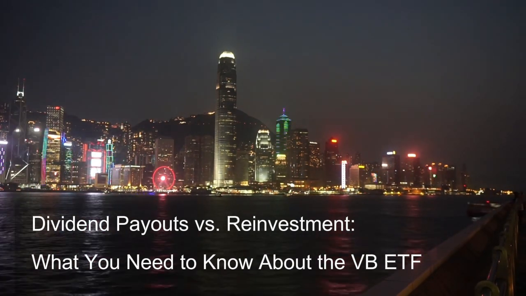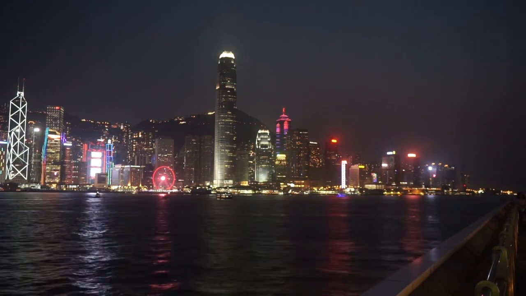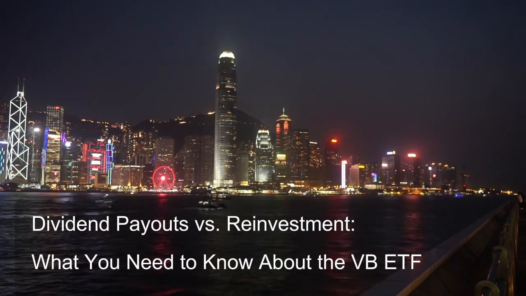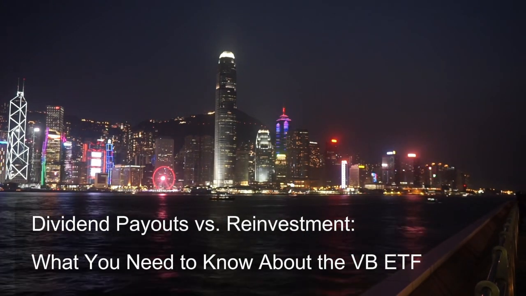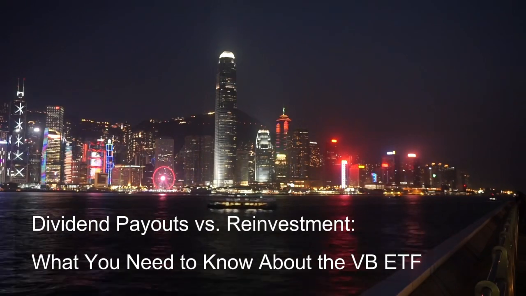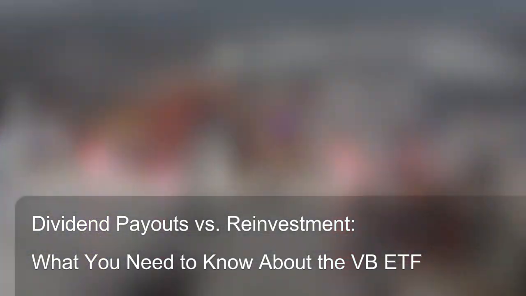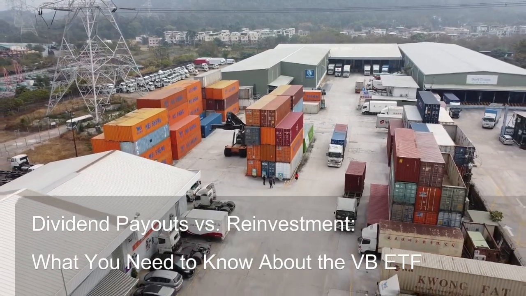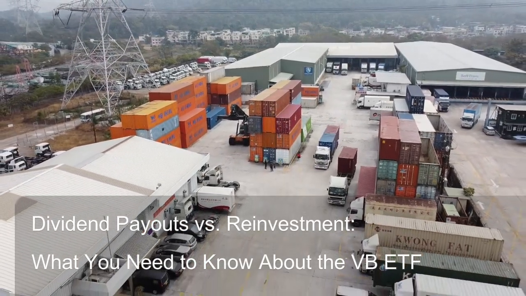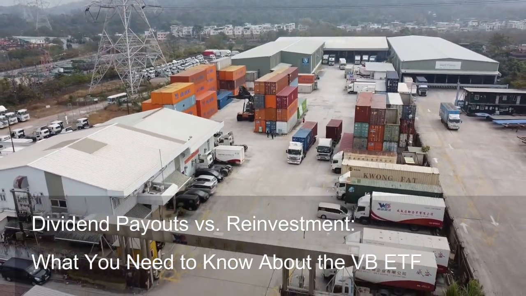Question 11. How does the VB ETF handle corporate actions such as mergers, acquisitions, and spin-offs within its portfolio? The VB ETF, Vanguard Small-Cap ETF, passively tracks the CRSP US Small-Cap Index, and how it handles corporate actions like mergers, acquisitions, and spin-offs depends on how the underlying index handles them. Here's a breakdown of the process.